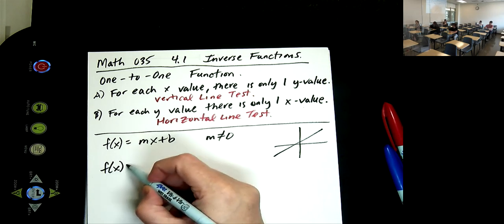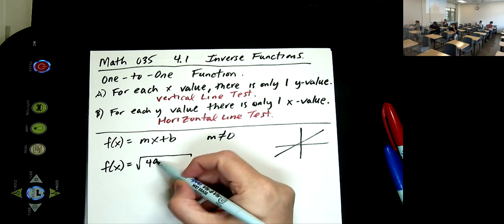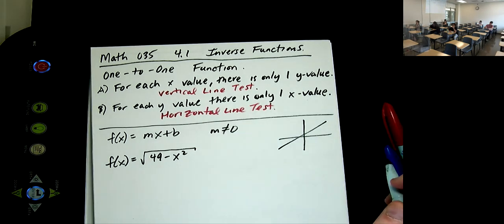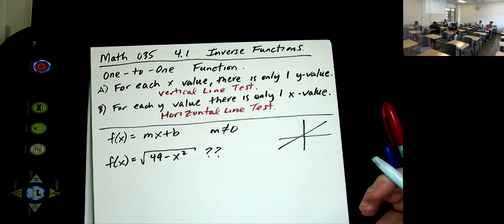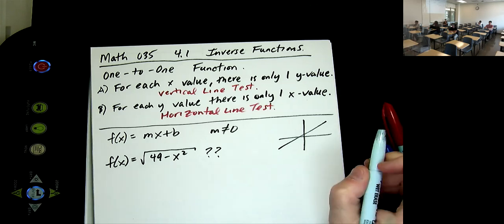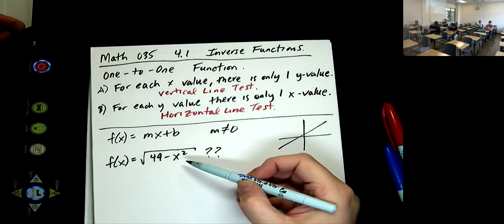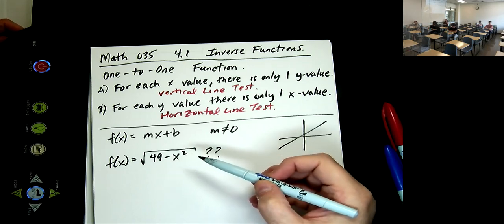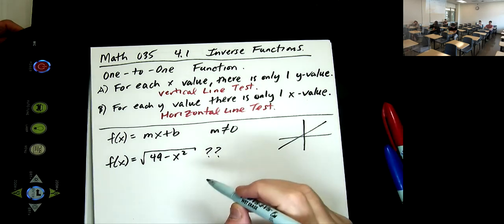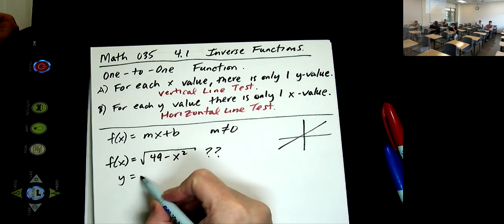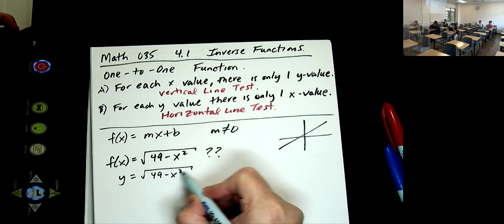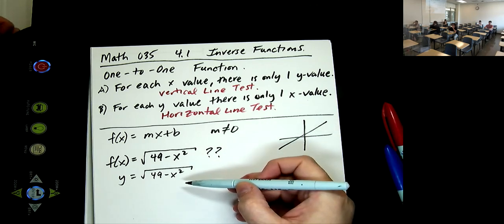What about something like this? What does this do? So I can see no matter what x value I plug in, I get a y value that's kind of unique to it. But what about the other way? Like this is like saying y equals the square root of 49 minus x squared. Are there different values of x that I could plug in that are gonna give me the same y?